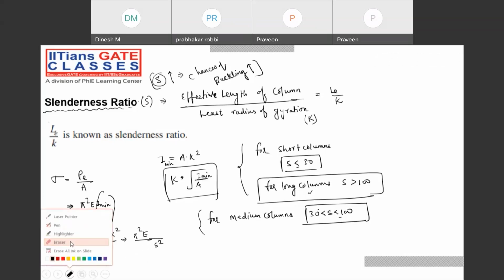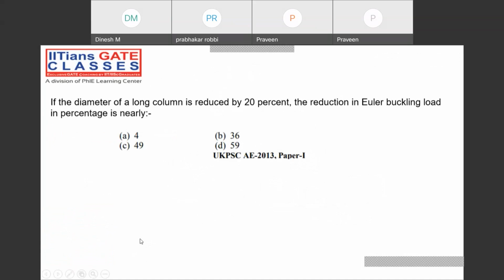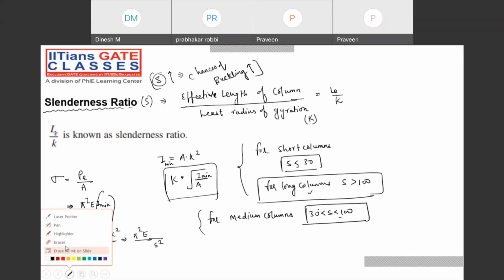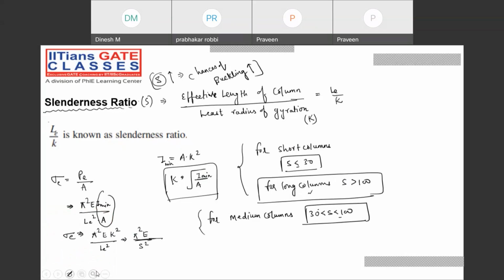Check it out. All of you, please check it out. Whatever the Euler stress will be, that is pi square E divided by S square. For a given area and for a given material, for the given Young's modulus, sigma E is inversely proportional to the slenderness ratio. When it is very, very high, then what will happen?